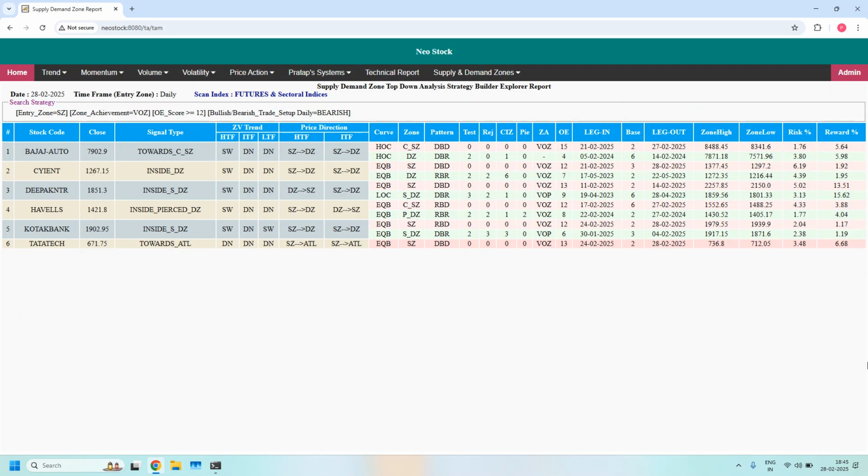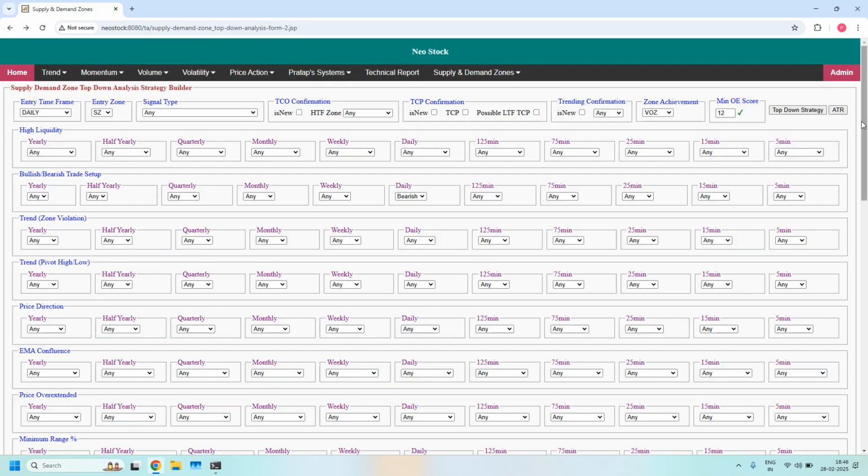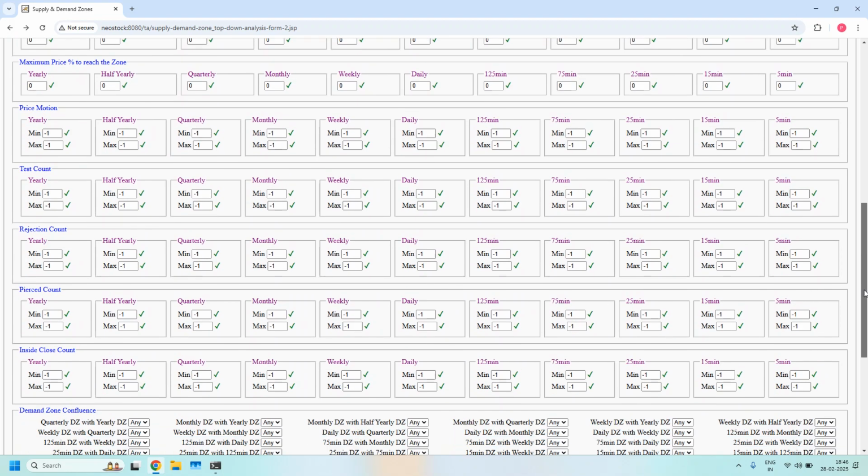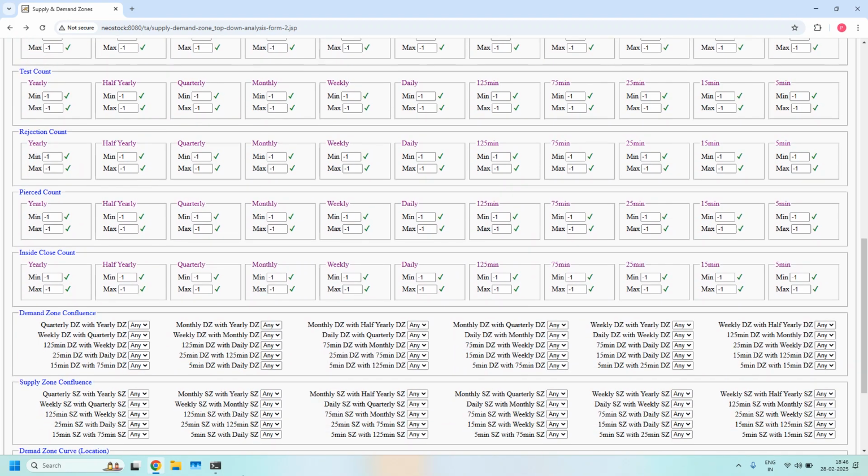And we got 6 stocks. Currently these 6 stocks are supporting bearish trade setup for daily income trade. Monthly income trade, and entry time frames are daily supply zones. Out of these 6, how many daily supply zones are having confluence with weekly supply zone? Let's verify. So in the supply zone confluence, I am enabling the filter daily supply zone with weekly supply zone confluence.